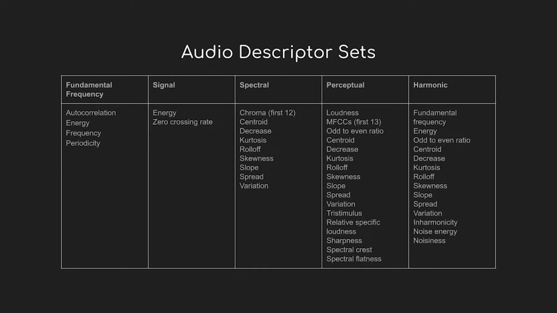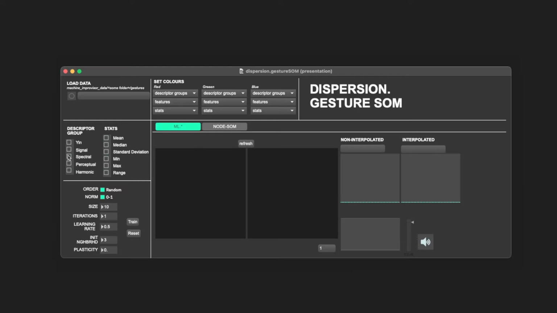In the GestureSOM, the input data is made up of statistics calculated on sets of audio descriptors. The audio descriptor groups are fundamental frequency, signal, spectral, perceptual, and harmonic, and statistics, mean, median, standard deviation, minimum, maximum, and range are calculated for each audio descriptor in each set. For example, I can choose to use signal and spectral descriptor groups and the respective mean and standard deviation of each descriptor as input into the SOMs. The result is input data with 40 dimensions, which then get organized into the two-dimensional SOMs.